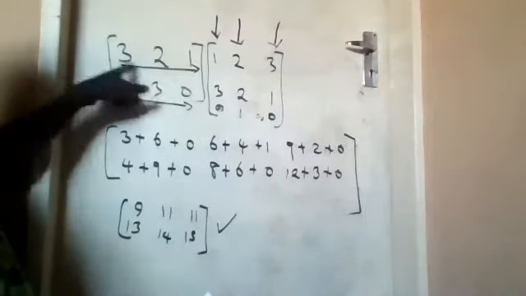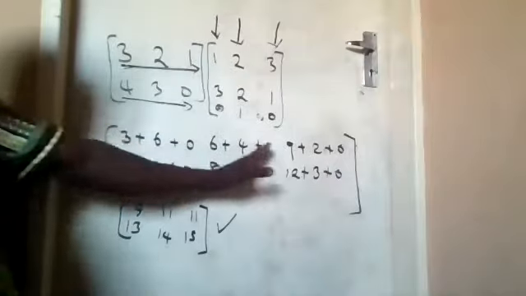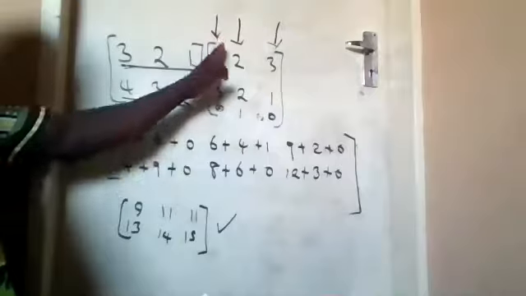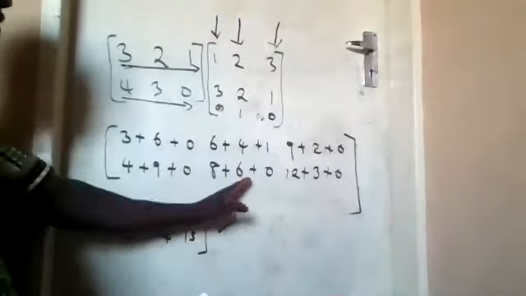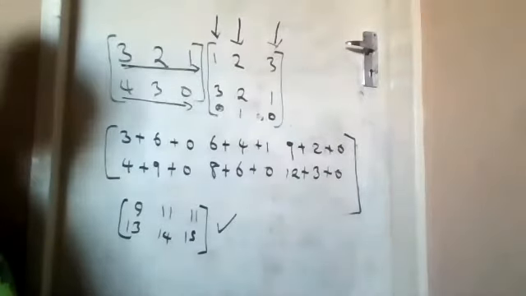So you start the first row, first column, leave a space. Second column, leave a space. Third column, you are done. Then the second row, first column, space. Second column, space. Third column, space. Then just add them up to get the resulting matrix.